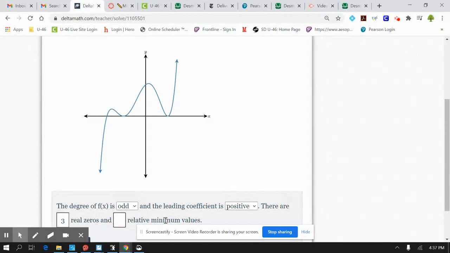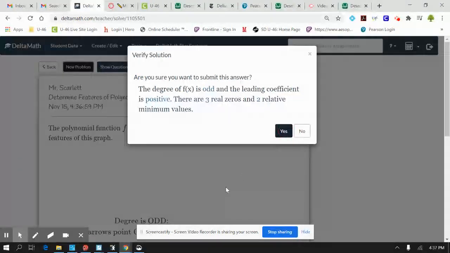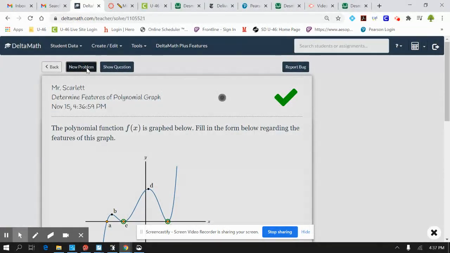How many relative minimums are there? Well, a y value, a relative minimum right here. This is a relative maximum. This is a relative minimum. Whatever that y value is, relative minimum. And here's another one, relative minimum. So there are 2 relative minimums. Why not? Let's just do one more.